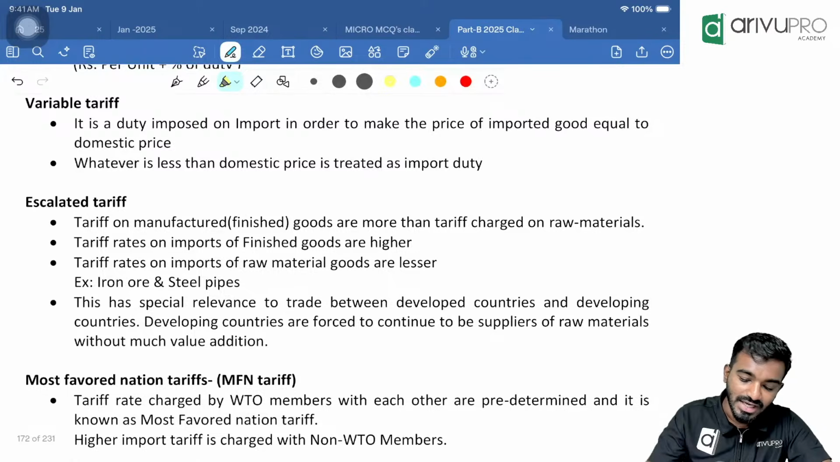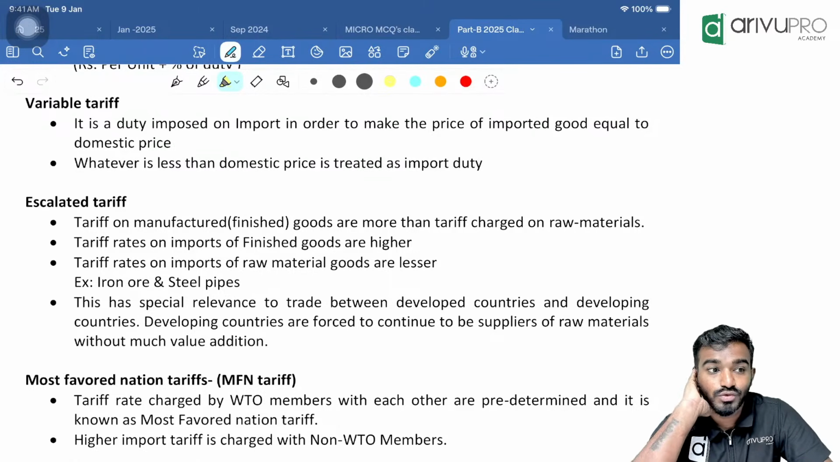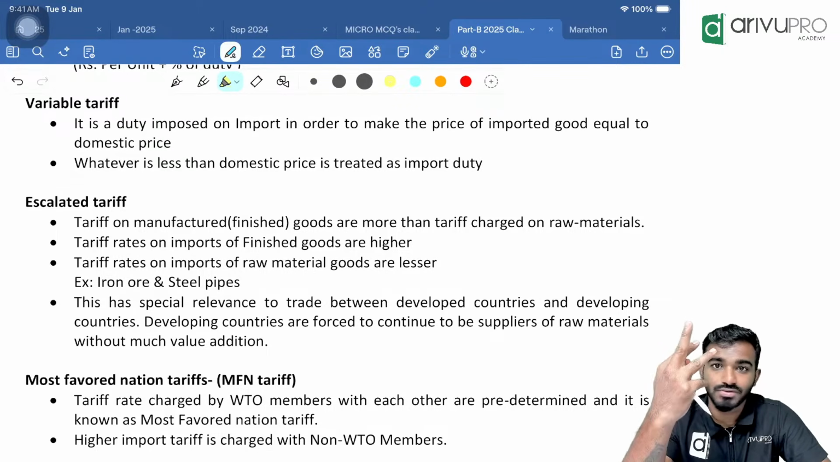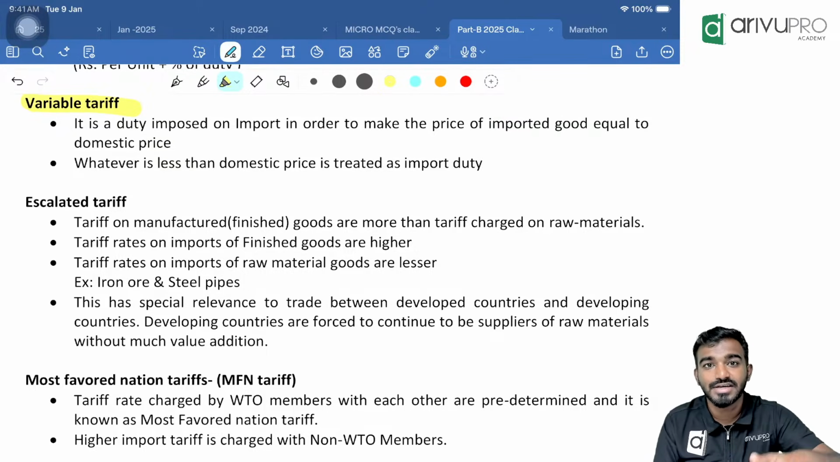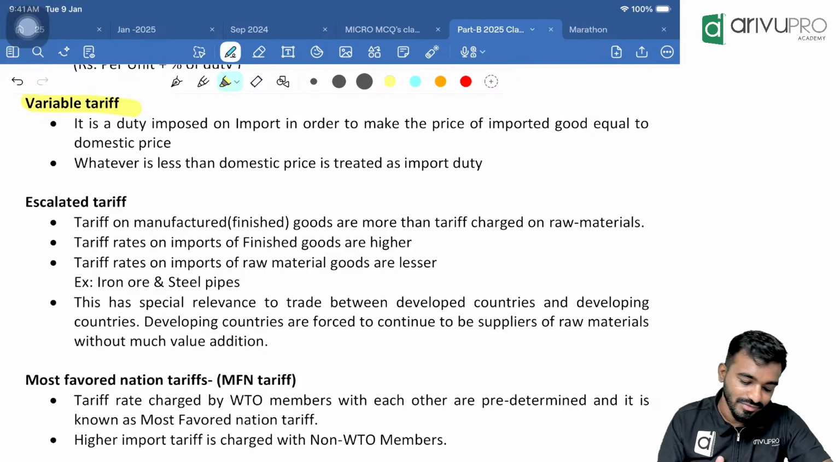Same way, variable tariff. Suppose sometimes you will say to your friend who is going to Dubai, US and all, their iPhone is priced less, get me one iPhone from there. Suppose the Indian government decides, okay, how much is less? In India, it is 1,50,000. In Dubai, 1,20,000. Difference is 30,000. Shut and pay that as a tax. That is called variable tariff, to make the domestic price and foreign price equal. Suppose foreign prices are lesser than domestic goods price, that is called variable tariff.